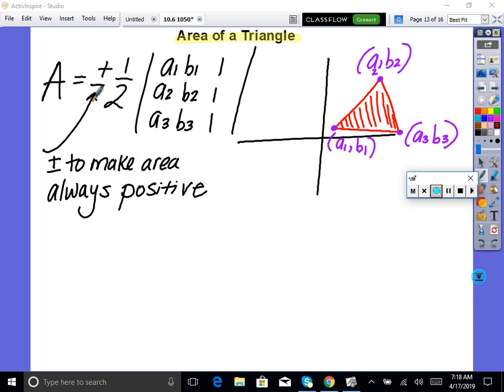Now the plus or minus just means our area is always positive, so if it's negative, you're going to times by a negative to make it positive. If it's positive, keep it positive. So basically, all you have to do is remember, area is always positive, so you just make your answer positive, period, end of story. So we'll have 1/2 times the determinant of this. So notice, z is always 1, and then a1, b1, a2, b2, a3, b3.